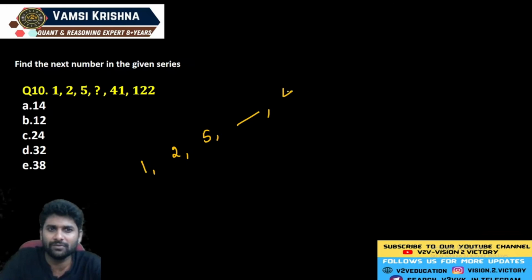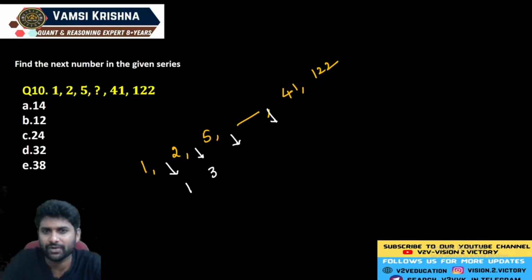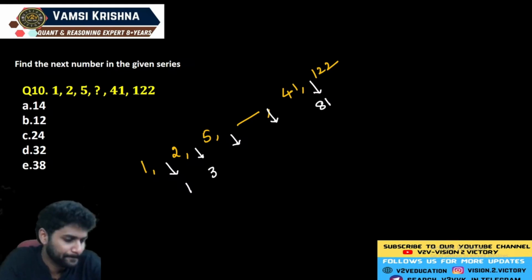Next one. 125. What is the missing number? 41 and 122. See, it's a difference of 1. It's a difference of 3. And we should identify that. And finally, here the difference of 41 and 122 is a difference of 81. Now, what is the next number? Means which number we are going to add for 5 to get that missing number.